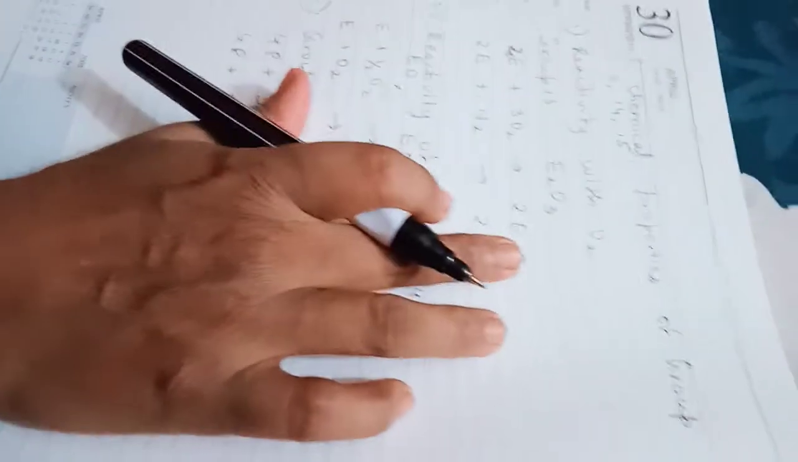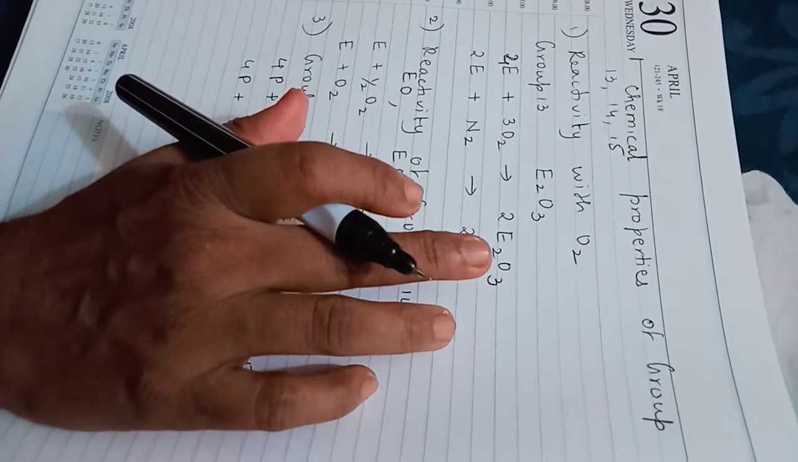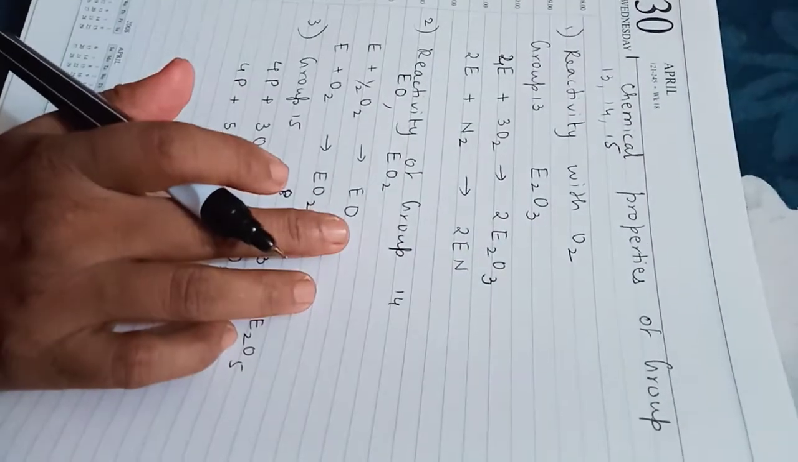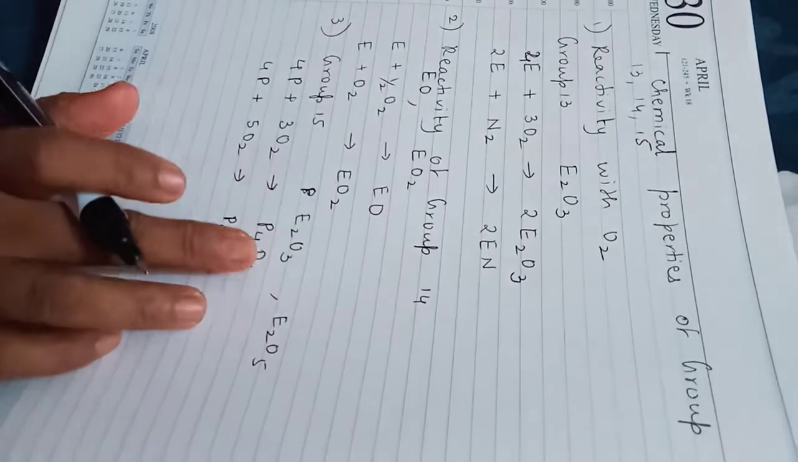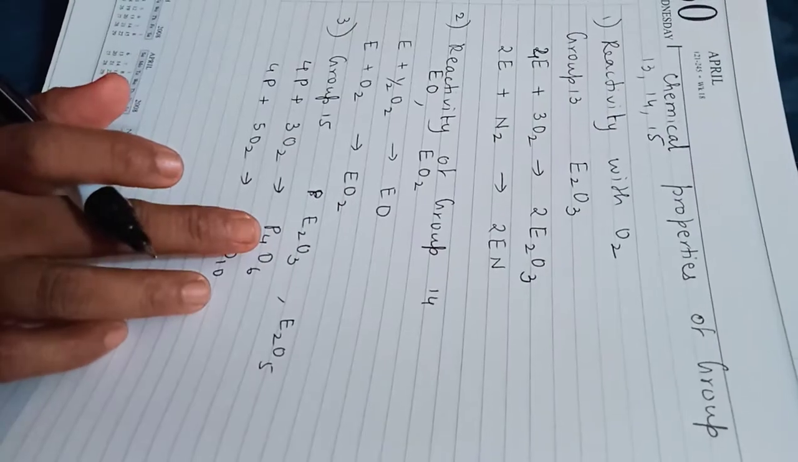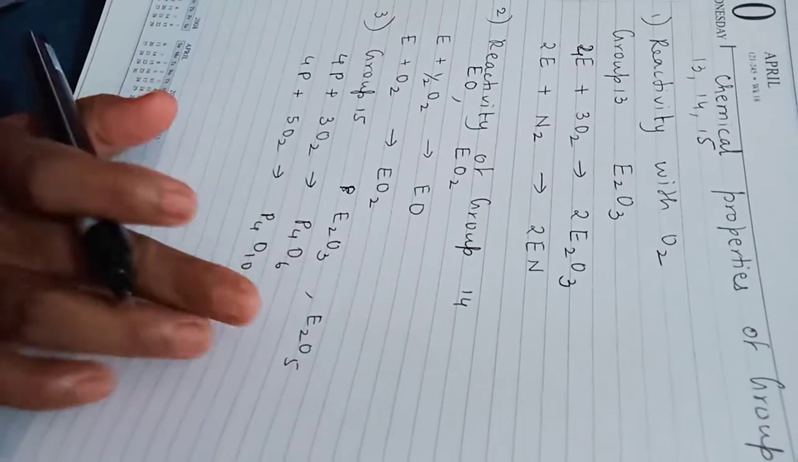So, elements of group 13 react with oxygen to form oxides of the form E2O3. Group 14 react with oxygen to form oxides of the form EO or EO2. Elements of group 15 react with oxygen to form oxides of the form E2O3 or E2O5.